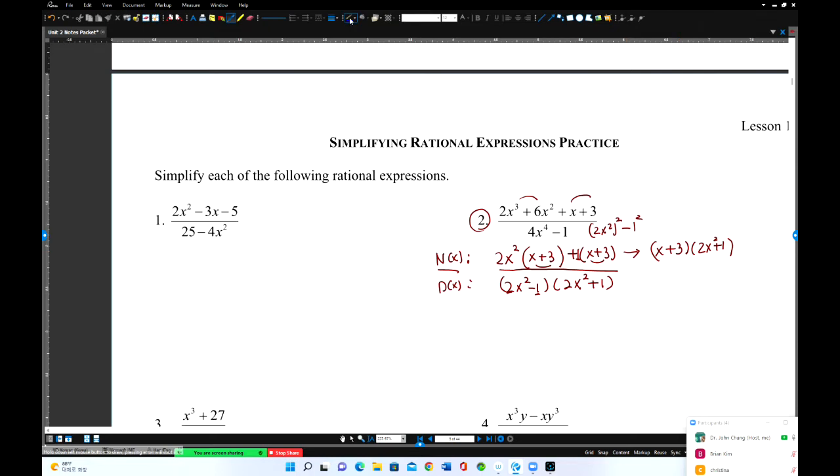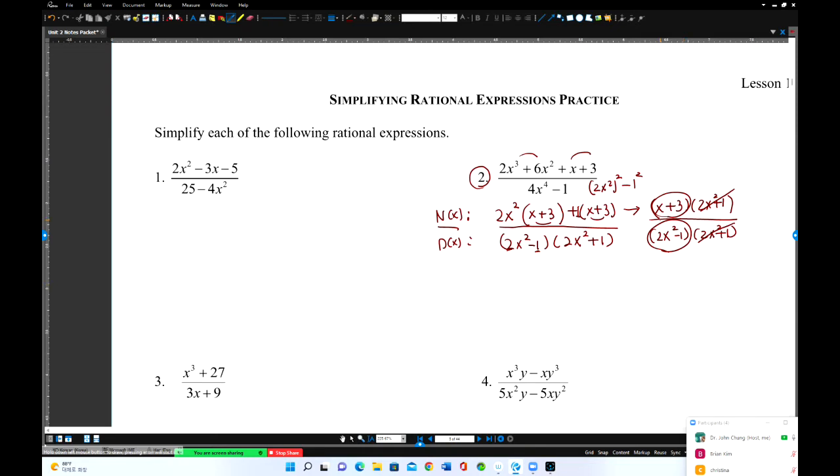I'm going to write it one more time over here: 2x squared minus 1 and 2x squared plus 1. 2x squared plus 1 is a common factor, but you still have a different factor. They are not like factors. That's fine.